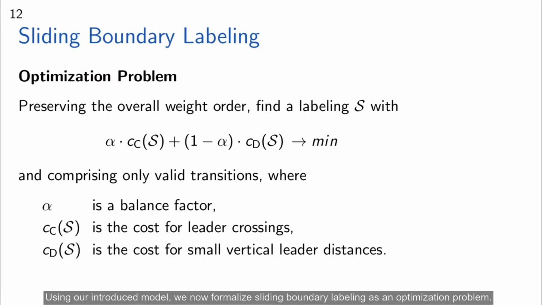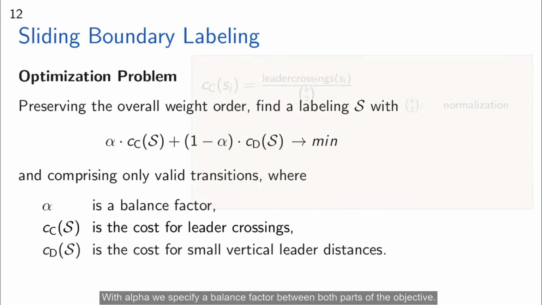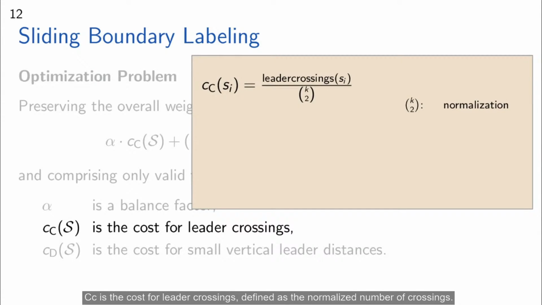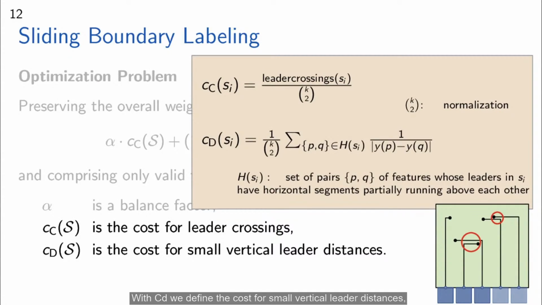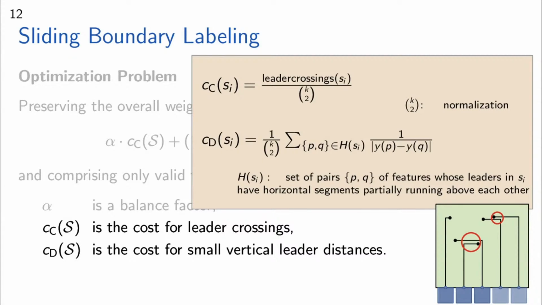Using our introduced model, we now formalize sliding boundary labeling as an optimization problem. Preserving the overall weight order, find a labeling minimizing the shown bi-criteria objective function and comprising only valid transitions. With alpha, we specify a balance factor between both parts of the objective. CC is the cost for leader crossings defined as the normalized number of crossings. With CD, we define the cost for small vertical leader distances, considering only pairs of features whose leaders run above each other, as can be seen in the figure.